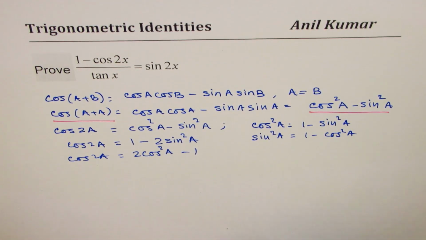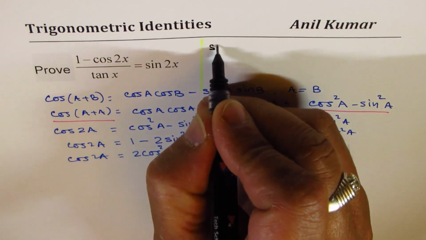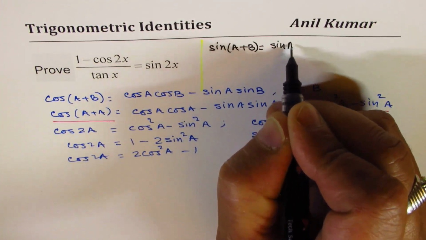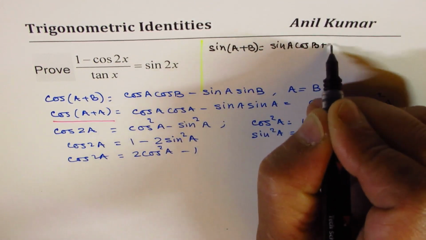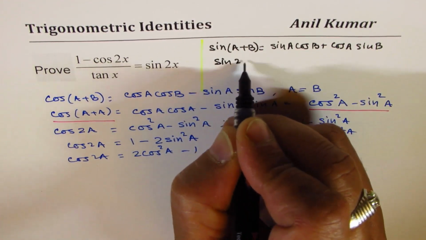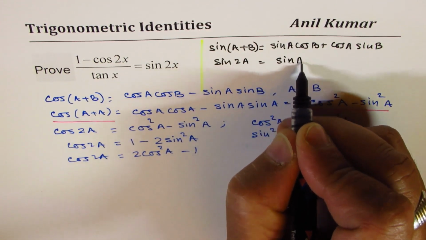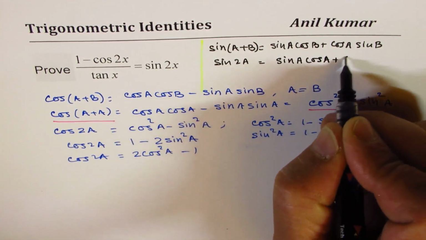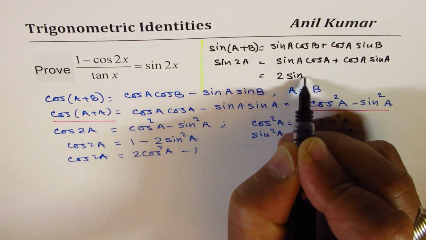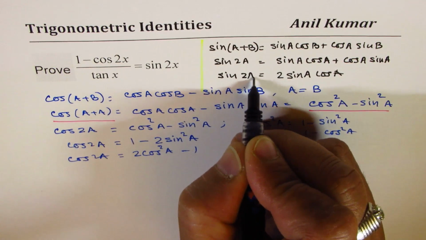Now when we are trying to do sine 2x, let me use this space for sine 2x. So we have sine of A plus B as sine A cos B plus cos A sine B, and for sine 2A, when I make A equal to B, this becomes sin A cos A plus cos A sin A, correct? And that gives you 2 sin A cos A. So this is the double angle formula for sine.